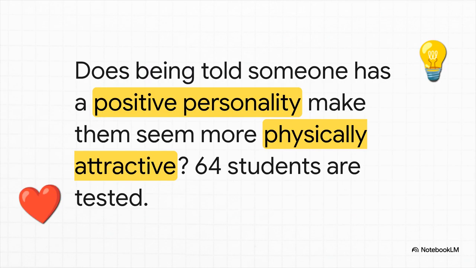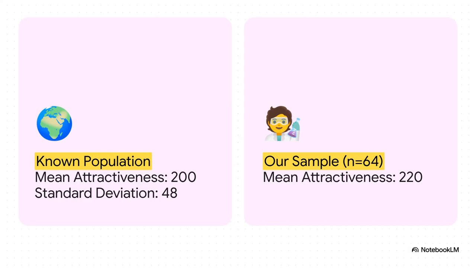So here's our scenario, and we'll follow those 5 steps. A social psychologist wants to know, does hearing that someone has a positive personality actually make them seem more physically attractive? So, following our process, we know the population mean for attractiveness is 200. But our sample of 64 students gave an average rating of 220. Is that 20-point jump a real effect, or is it just random chance? To find out, we have to calculate our z-score.